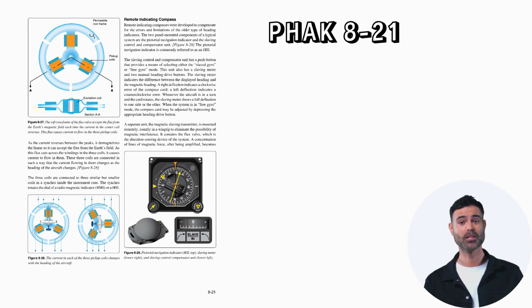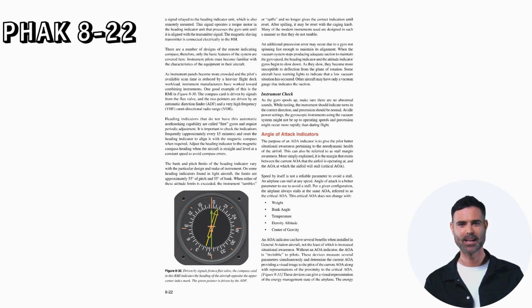When the system is in free gyro mode, the compass card may be adjusted by depressing the appropriate heading drive button. A separate unit, the magnetic slaving transmitter, is mounted remotely, usually in a wingtip to eliminate the possibility of magnetic interference. It contains the flux valve, which is the direction-sensing device of the system. A concentration of lines of magnetic force, after being amplified, becomes a signal relayed to the heading indicator unit, which is also remotely mounted. This signal operates a torque motor in the heading indicator unit that processes the gyro unit until it is aligned with the transmitter signal.